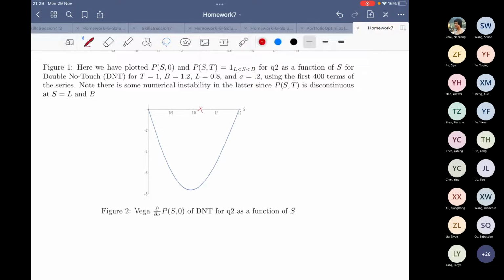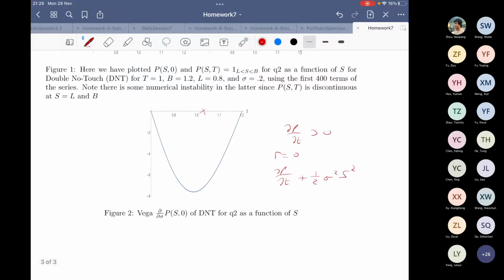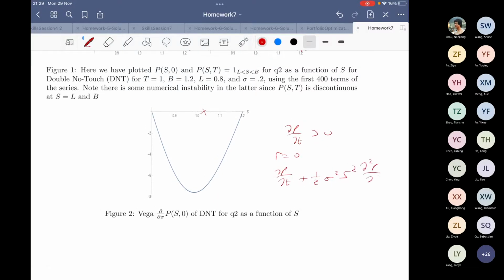So the theta of this option, in other words dP/dt, is greater than 0. But if we assume again, as we often do, that the interest rate is 0, the Black-Scholes PDE says that dP/dt plus a half sigma squared S squared d2P/dS squared is 0. So if the theta is positive, then the gamma must be negative. That's what the final part of the question was asking.